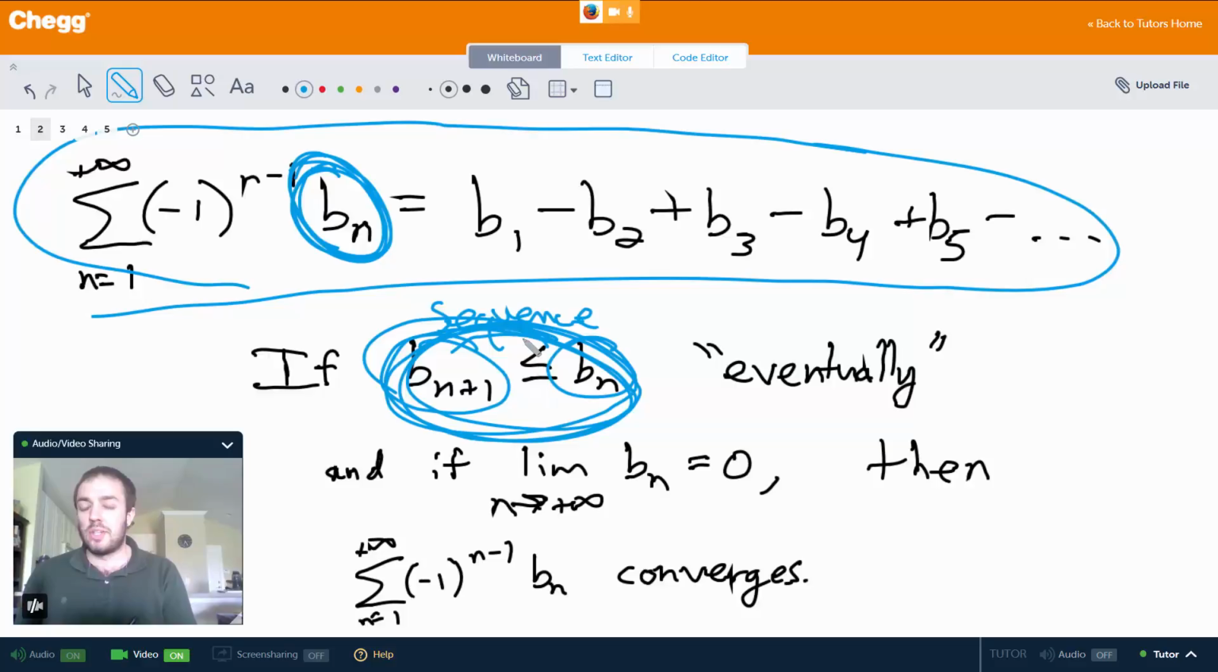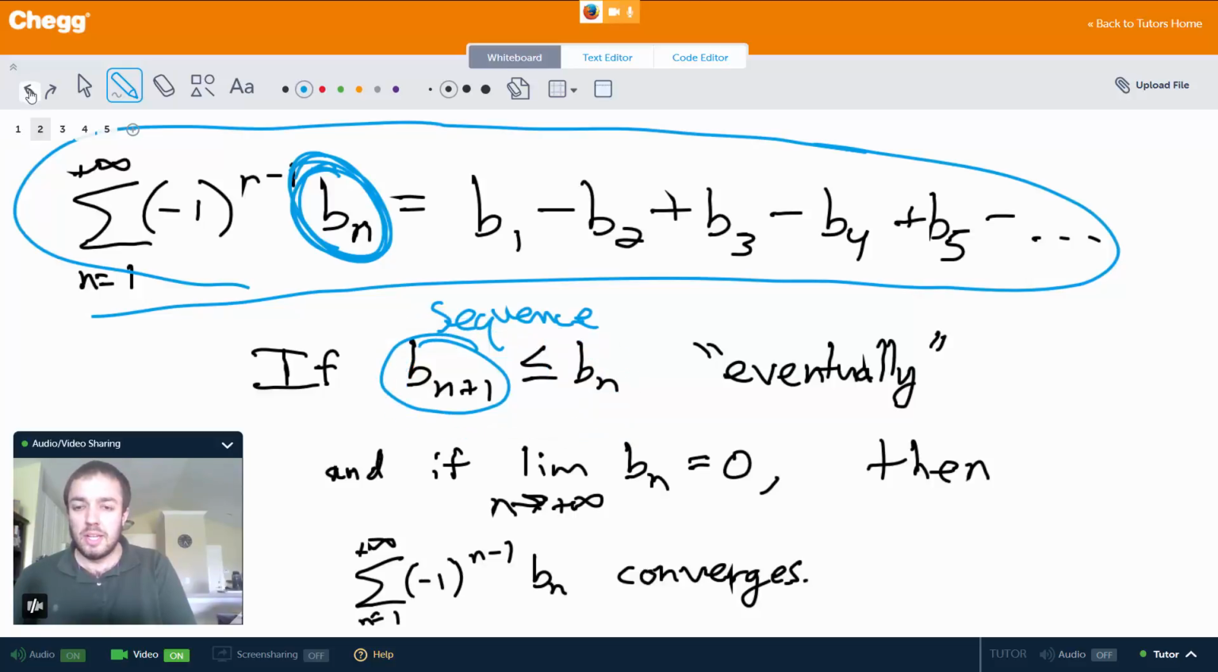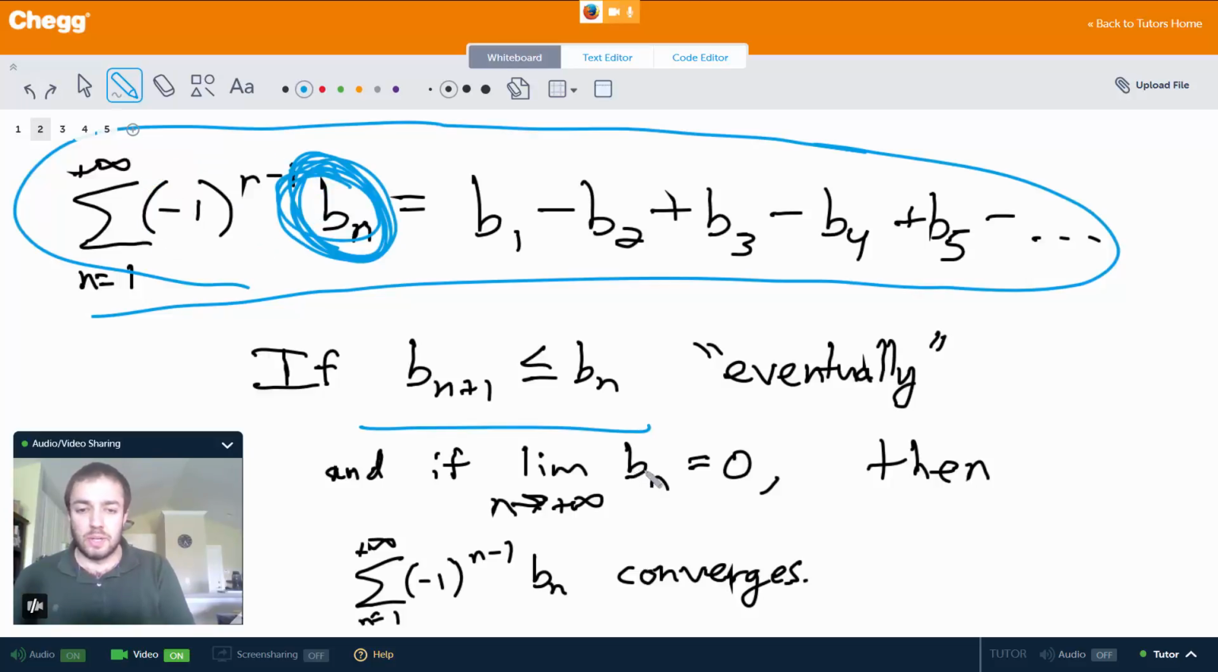It doesn't have to be true for every value of n ever, just for every value of n beyond a certain point. So if this is not true for n equals, say, 1 to 100, that's okay. As long as after n equals 100 it is true, then we're okay. So that's what I mean by eventually, that we don't have to have this true all the time, just eventually after a certain point. And if the limit as n goes to infinity of this b sub n is 0, then the entire alternating series converges.